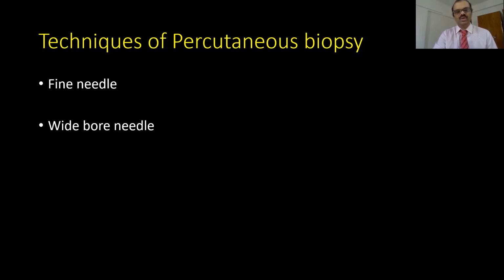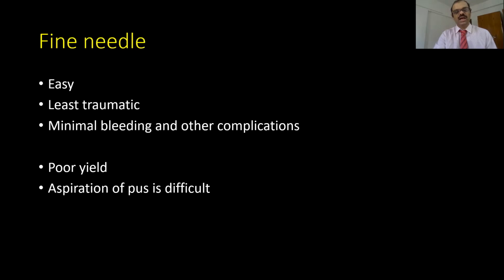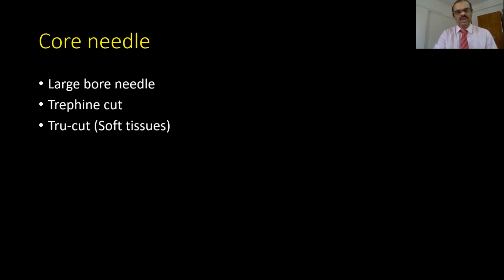Generally, biopsy can be a closed biopsy, which is done percutaneously, or an open biopsy. Percutaneous biopsy can be a fine needle aspiration cytology or a wide bore needle biopsy. Fine needle aspiration cytology is easy and least traumatic, but it gives a poor yield and it is difficult to penetrate the bone. In deeper tissues, it is very difficult to get an adequate quantity of material, and aspiration of pus is difficult. Whereas core needle biopsy is the preferred one for vertebral lesions.